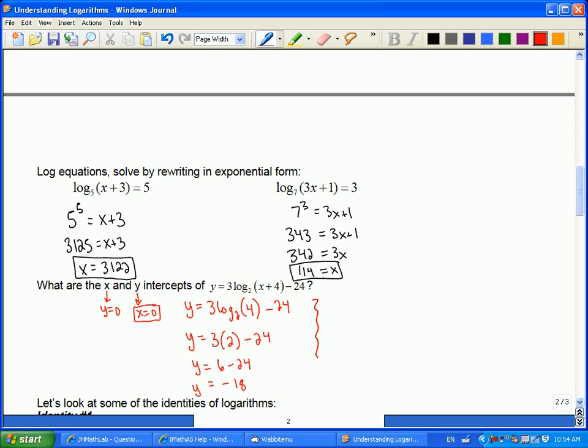Okay. We also want to find the x-intercept. So the x-intercept is going to be when y equals 0.